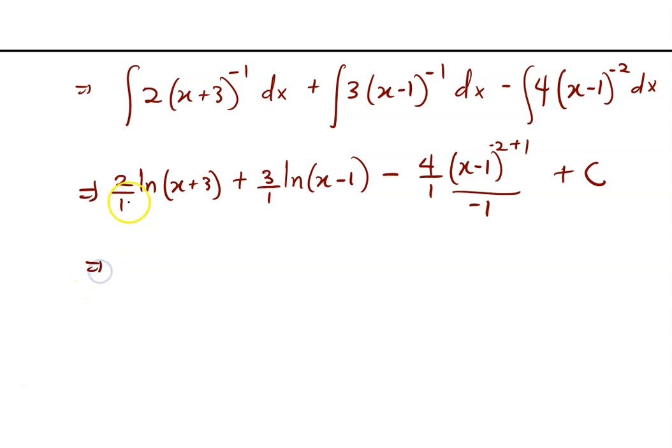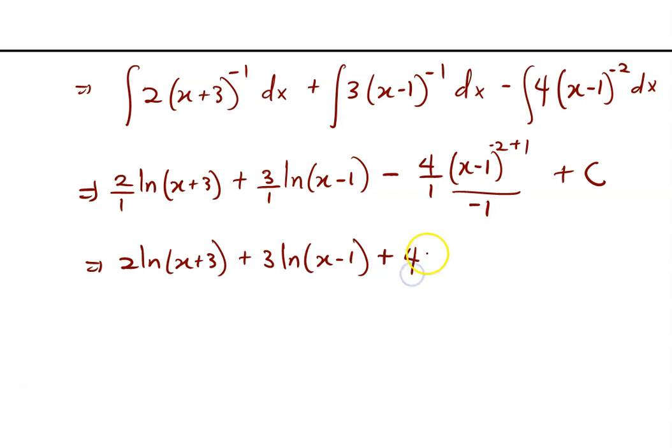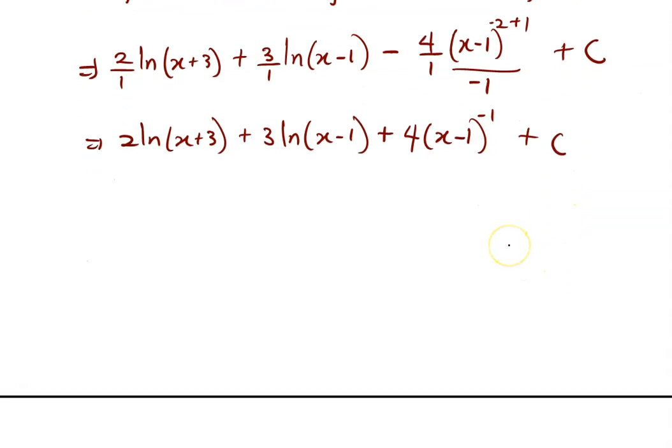So at this point, I'm going to get 2 ln of x plus 3 for the first one, plus 3 ln of x minus 1 for the second one. Then we have negative here, so I'm going to get plus. So plus 4 into bracket x minus 1 to the power of minus 1 plus c. Right, this can be simplified. We have 2 lns here, so you can simplify it.